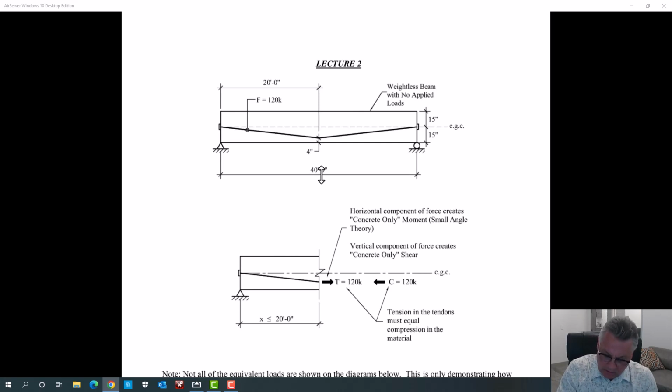Well, in this case, we are pre-stressing to 120 kips. So we've got tendons in this beam that are stressed to 120 kips. So what does that mean? What does that do to the beam? Well, the first thing I want you to remember is it doesn't do anything to this beam.